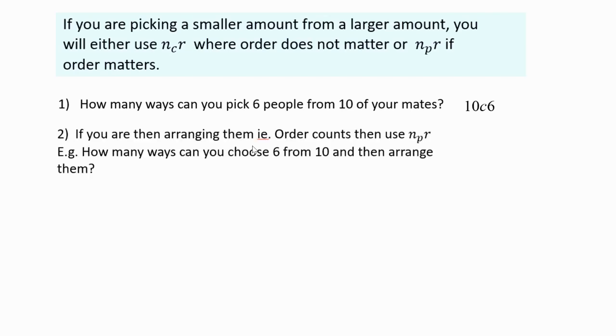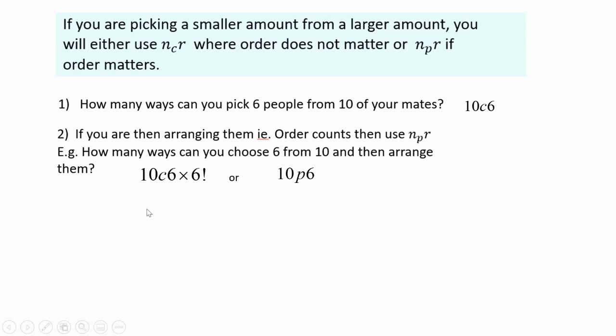If you are then arranging them, so the order counts, then you use nPr. So how many ways can I choose 6 from 10 and then arrange them? You could look at 2 options here. You could go, I'm choosing 10C6 and then I'm arranging them, so times by 6 factorial. That is exactly the same as if I went 10P6, and that's 10 arrange 6.